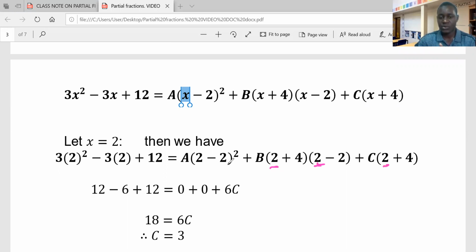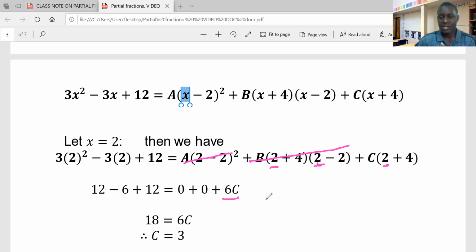Simplifying all of it, 2 minus 2 will give us 0. So this whole part will disappear to 0. And this part of it, 2 minus 2 is 0. So everything here is 0, and multiplying by that 0 wipes out everything here. It's only this part that we have, 2 plus 4, that would not disappear. So we have 6c. So that's what we have right here.